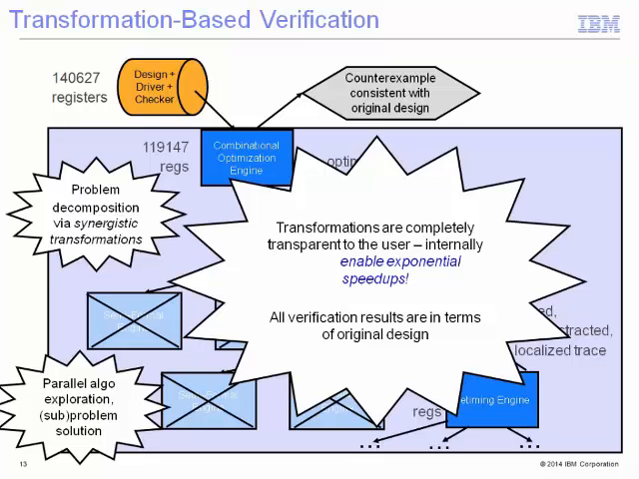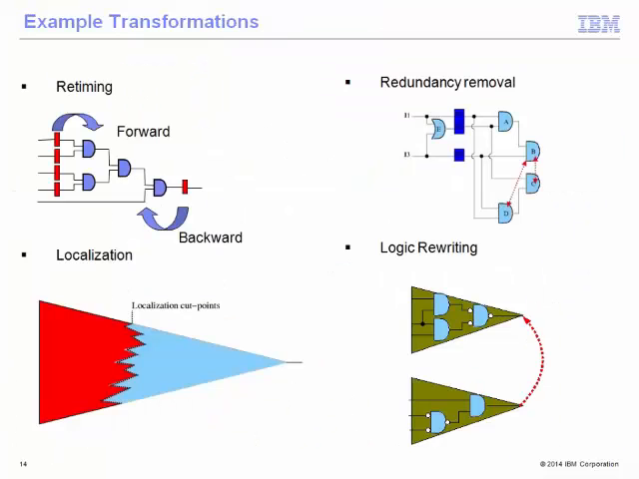Okay, just to brief on some of the engines. The retiming engine tries to reduce the area by moving across the registers. Then redundancy removal: in a lot of equivalence checking problems, many of the internal points are equivalent, so we try to find all those internal equivalent points automatically.